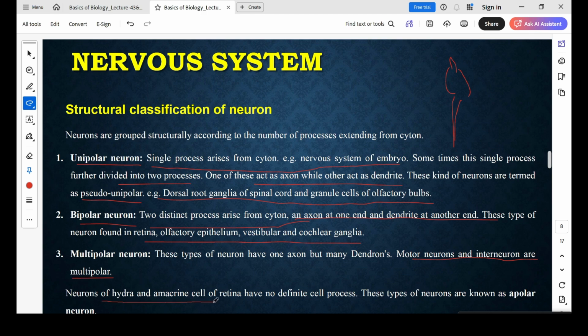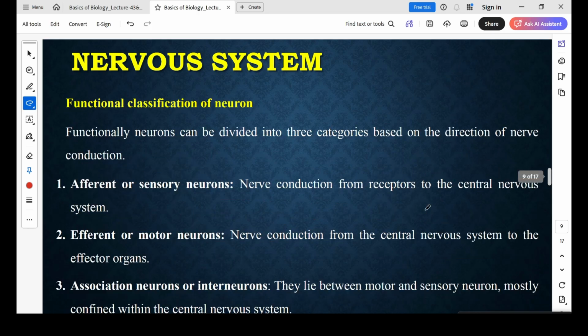Neurons of hydra and amacrine cells of the retina have no definite cell processes. These neurons are known as apolar neurons, so they just have a cell body.